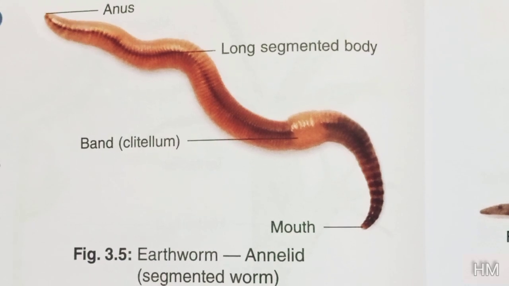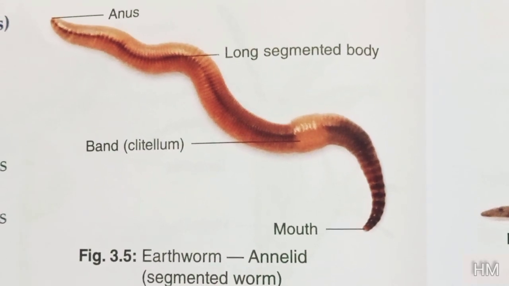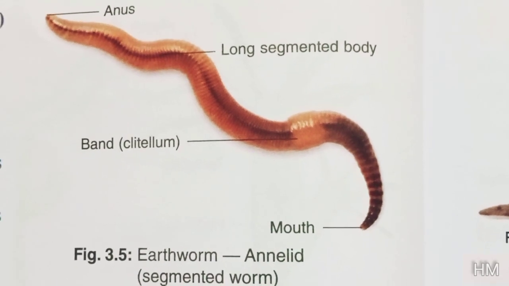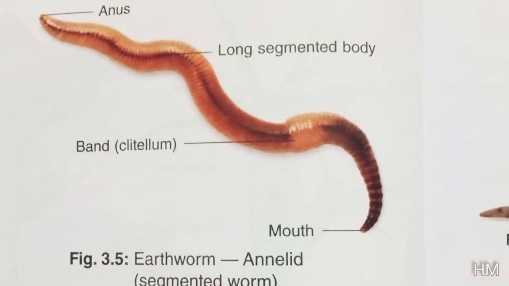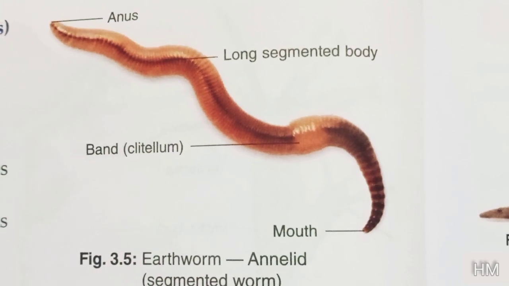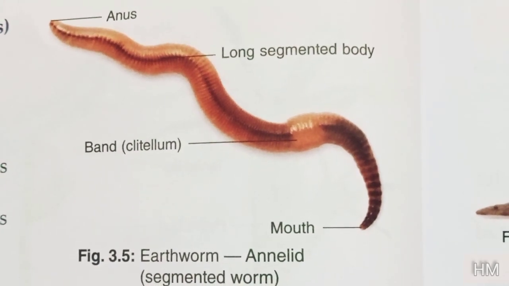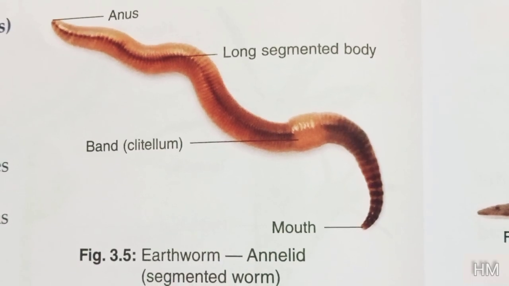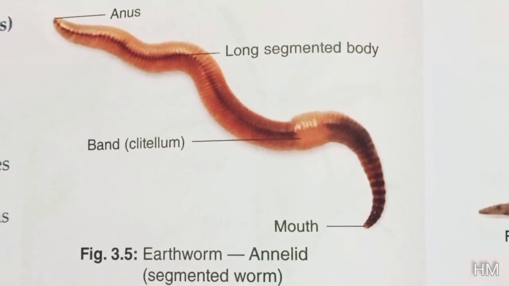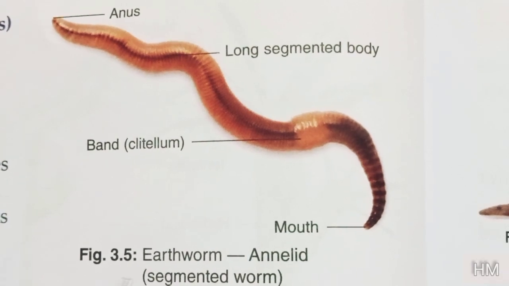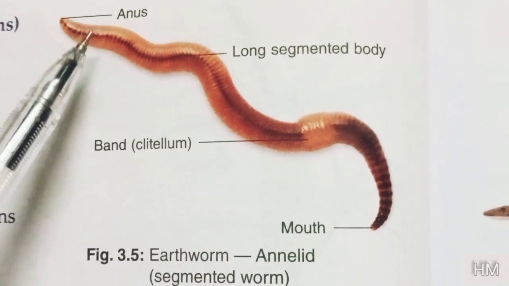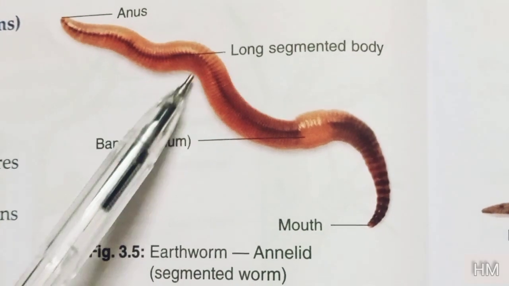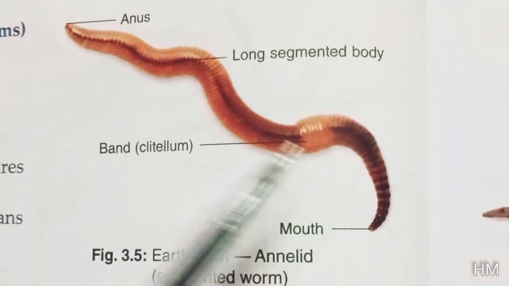Next phylum is phylum Annelida, which includes all the segmented worms. The word Annelida is divided as annulus, that is ring, and eidos meaning worm. That means you will see all the segmented worms coming under the phylum Annelida. If you observe here, a very good picture is given of an earthworm, where you see a segmented body. You see segments on the body of the earthworm.